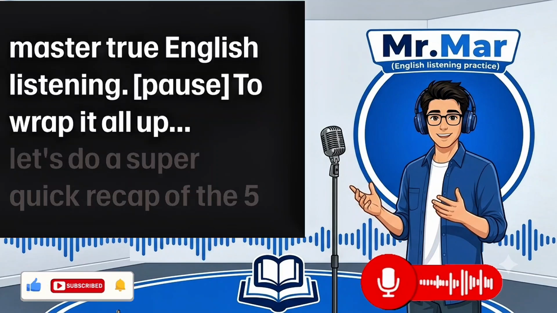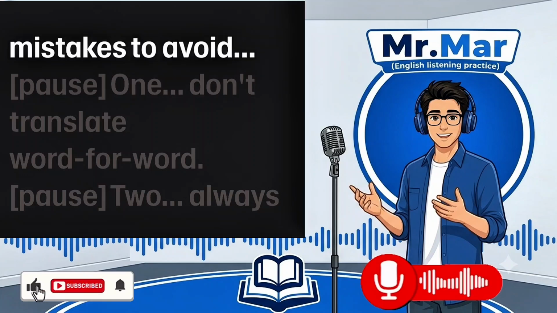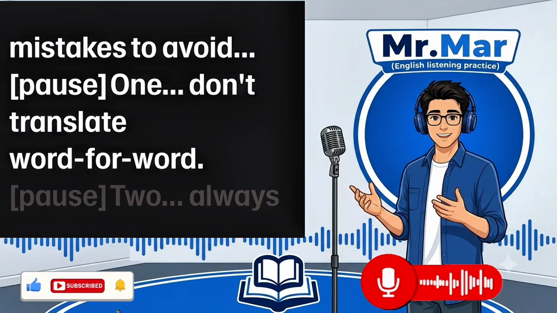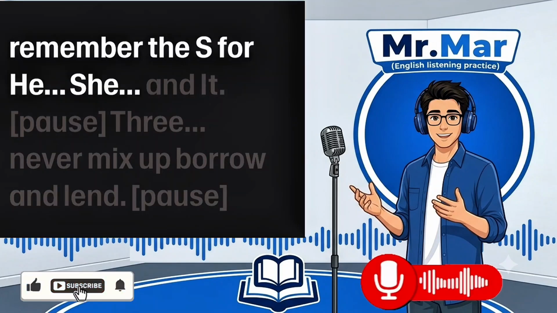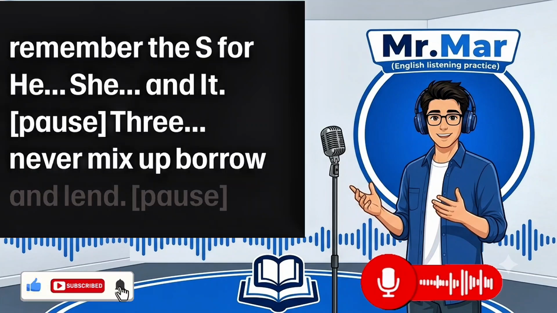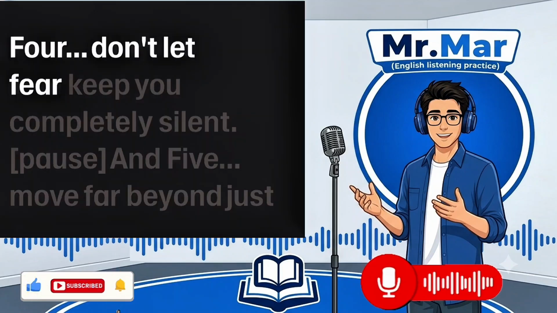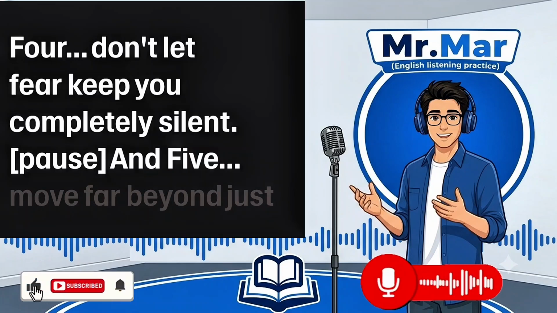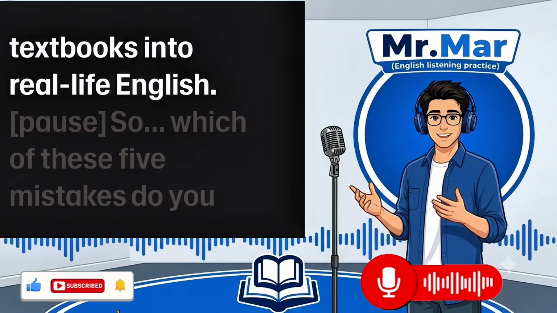To wrap it all up, let's do a super quick recap of the 5 mistakes to avoid. 1. Don't translate word for word. 2. Always remember the S for he, she, and it. 3. Never mix up borrow and lend. 4. Don't let fear keep you completely silent. And 5. Move far beyond just textbooks into real-life English.